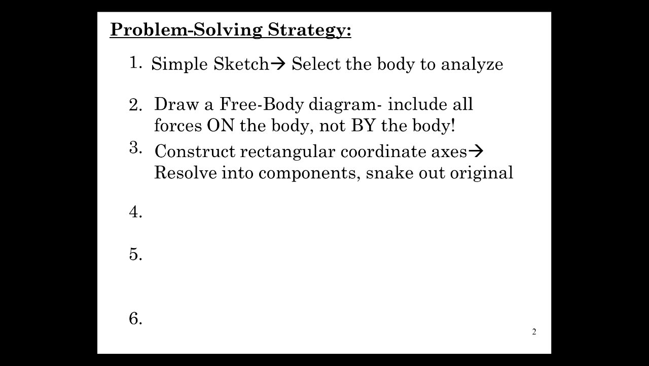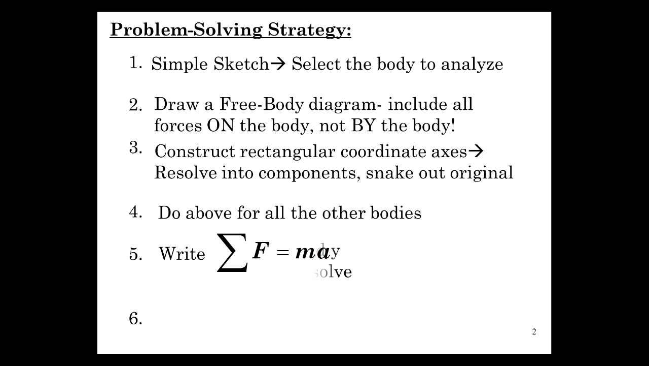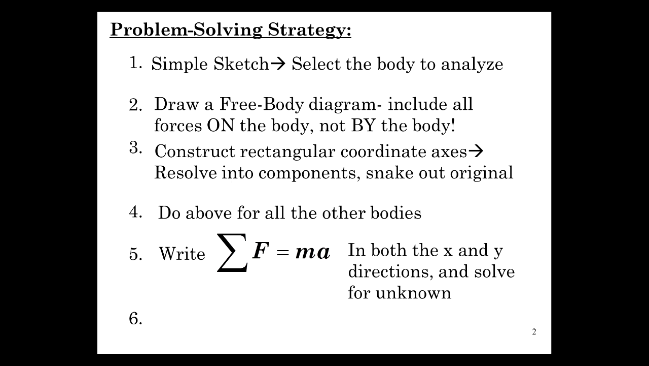Then we're going to construct rectangular coordinate axes. We'll resolve the forces into components. Often we'll scratch out the original, not to get ourselves confused and double count force vectors. And do that for all the other objects that are of concern. Then we write sum of F as ma in both the x and y directions, because they're true in both of those dimensions separately, and solve for the unknowns. And ask ourselves, is this answer reasonable? If not, we may want to take a second look and see where things went wrong, and if the units are consistent. All that should hold true.